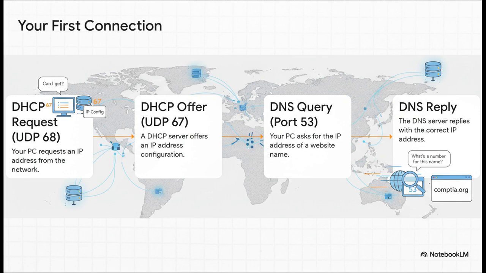Then you type in a website, let's say CompTIA.org. Well, your computer has no idea what that name means, so it uses DNS on port 53 to ask the internet's phone book, "Hey, what's the real number for CompTIA.org?" And it gets the IP address back. And notice, they both use UDP because these actions need to be lightning fast.